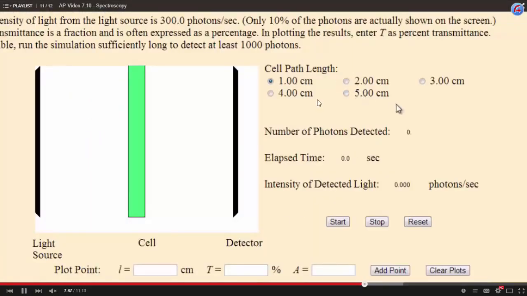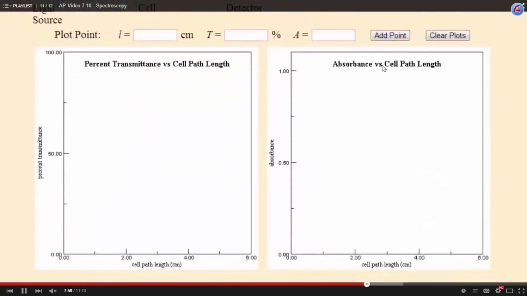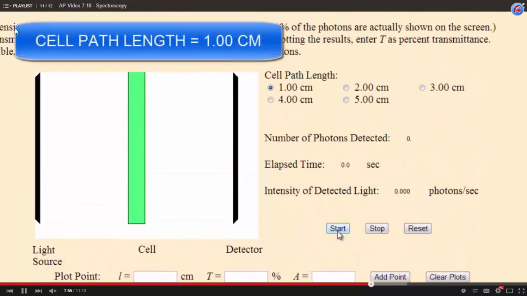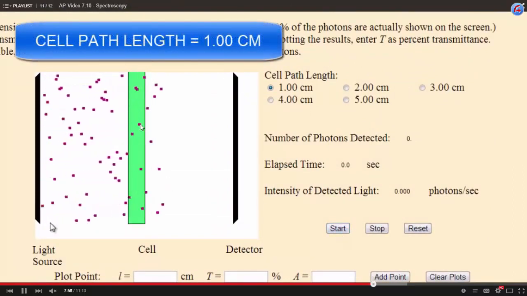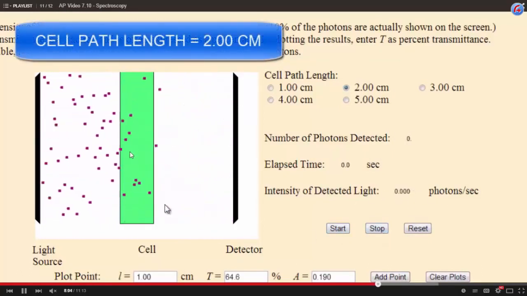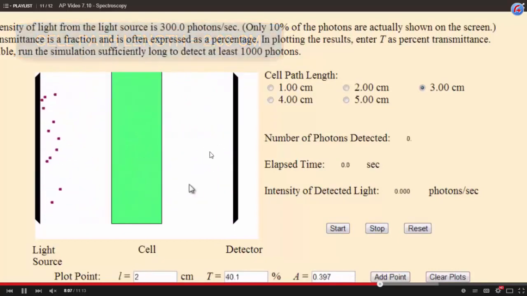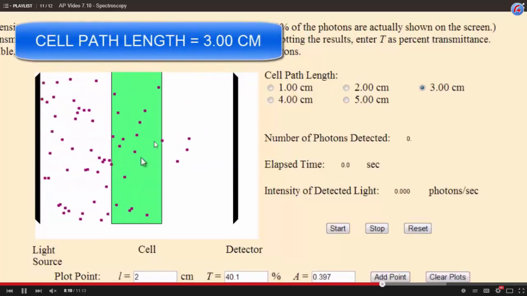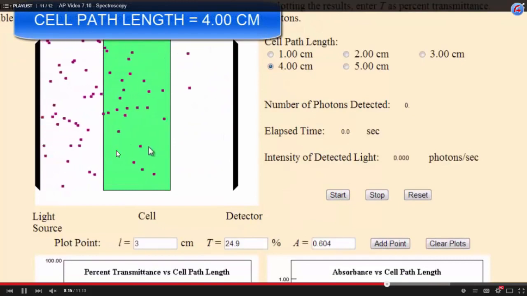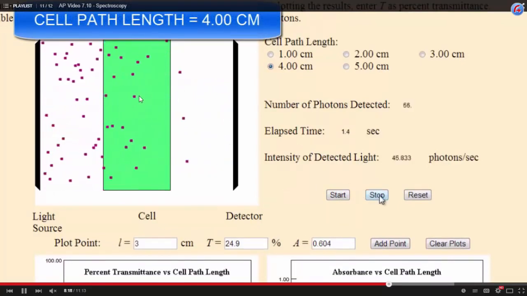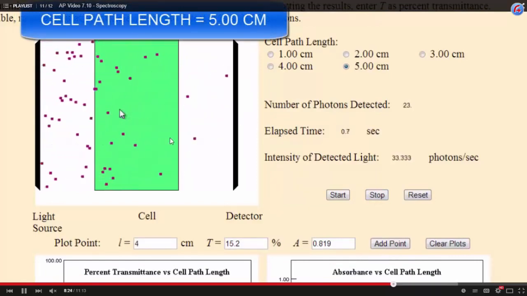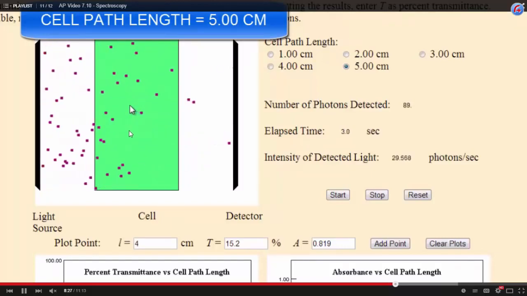Here you're going to see different cell path lengths of 1, 2, 3, 4, and 5 centimeters. When we hit start, you'll see the light going through, and you'll see some of the photons disappearing. Okay, so they're starting to disappear. We're detecting over here at about 190. The cell path length is now 2 centimeters wider. You can see that there are more and more photons absorbed. Basically, the wider our cell path length, the longer light has to travel through the sample, the more particles will absorb light, and therefore less will come through. So that shows that the cell path length can determine how much light is absorbed.